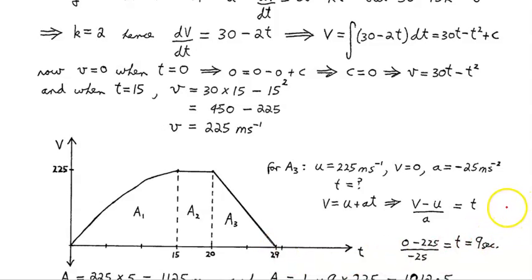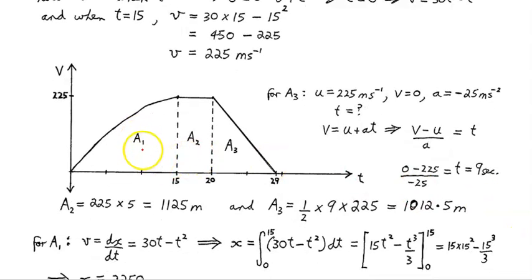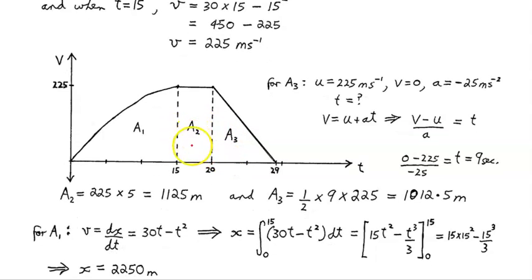We naturally divide the sketch into 3 sections: a first area, a second area, and a third area. Area 2 is straightforward. It's just the base times the height, so 5 times 225 gives us 1,125 meters. Area 3 is similarly just a triangle, half the base times the height, so a half times the base of 9 times the height 225. That gives us 1,012.5 meters.